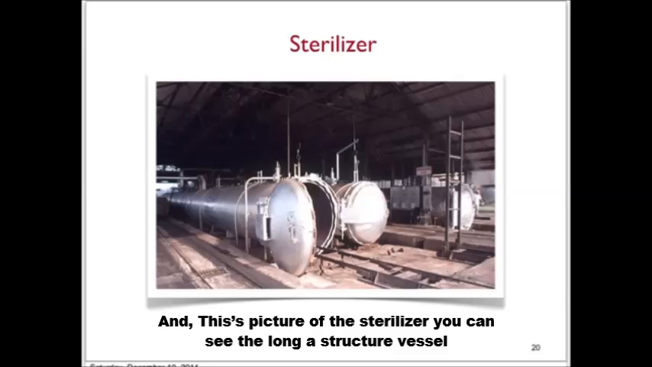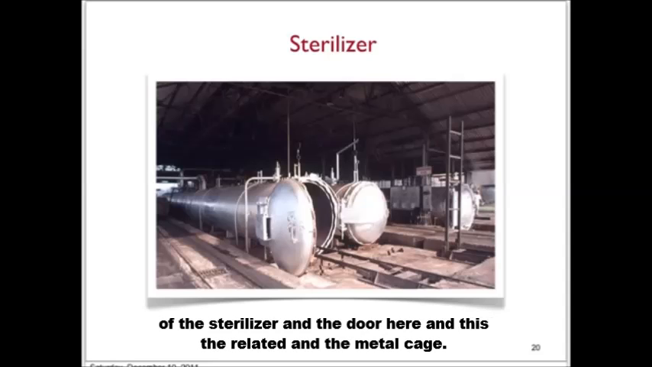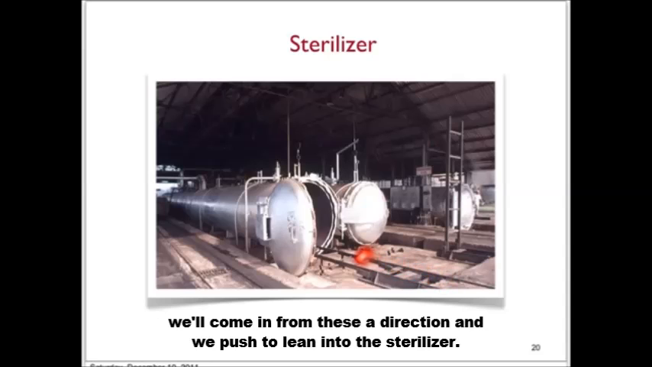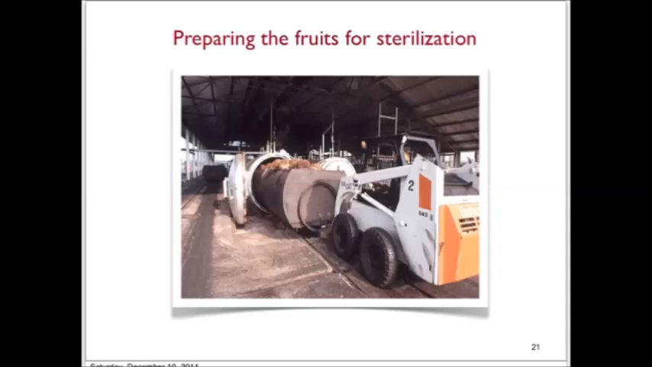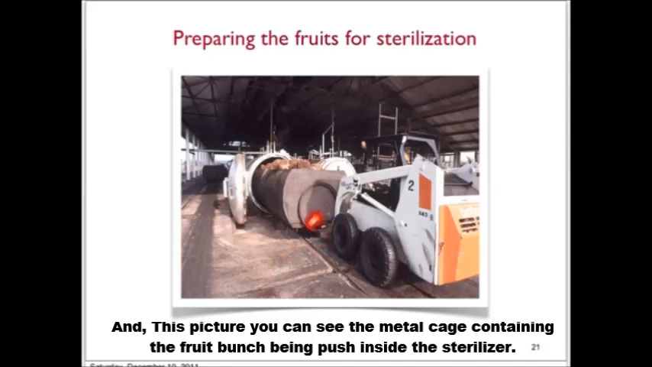You can see the long barrel of the sterilizer, and the door here, and this is the rail where the metal cage will come in from this direction and will be pushed into the sterilizer. So typically in the factory you can have a few sterilizers for the sterilization process. And in this picture you can see the metal cage containing the fruit bunch being pushed inside the sterilizer.